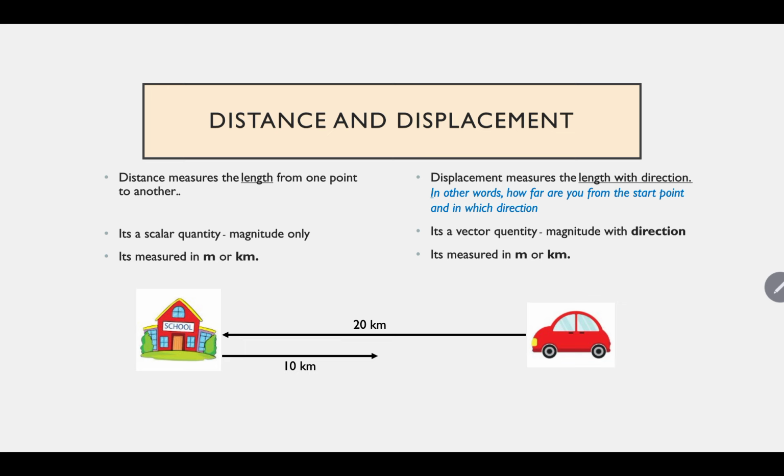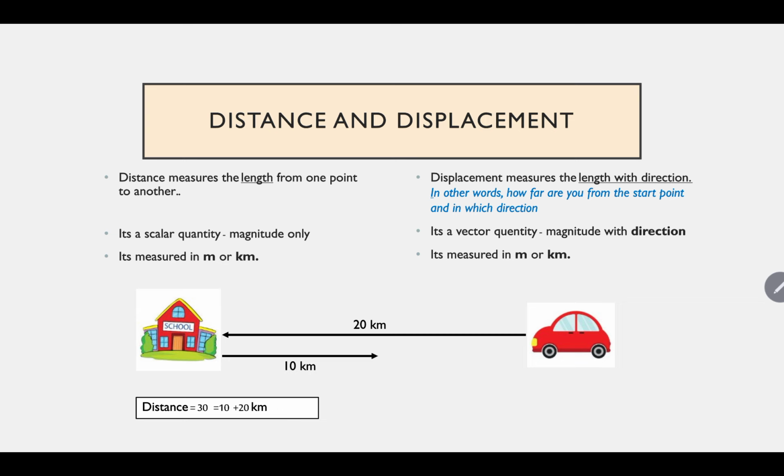Here we have a car that drove 20 kilometers to school and then went in the opposite direction and made a stop after 10 kilometers. So if I want to get the distance, I'll get the total length, which is 20 plus 10 equals 30 kilometers. If I want to look at displacement, then I will do plus 20, which is my forward direction, minus 10, which is my backward direction, which will give me 10 kilometers.